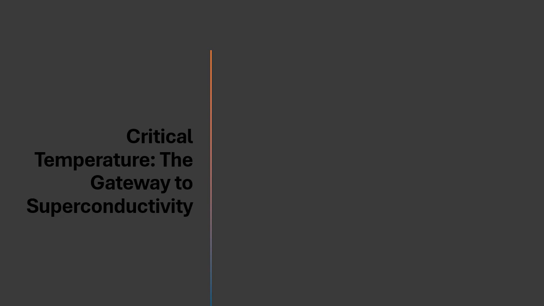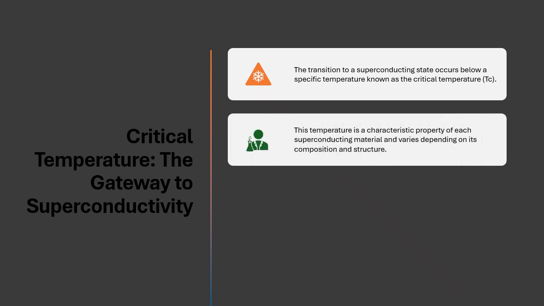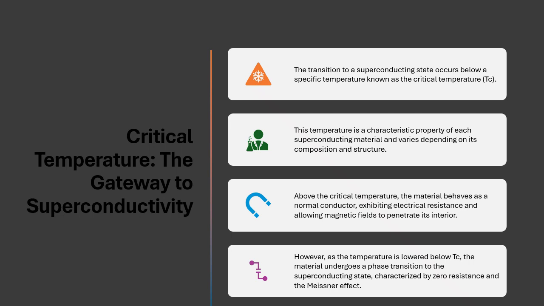Critical temperature, the gateway to superconductivity. The transition to a superconducting state occurs below a specific temperature known as the critical temperature, Tc. This temperature is a characteristic property of each superconducting material and varies depending on its composition and structure. Above the critical temperature, the material behaves as a normal conductor, exhibiting electrical resistance and allowing magnetic fields to penetrate its interior. However, as the temperature is lowered below Tc, the material undergoes a phase transition to the superconducting state, characterized by zero resistance and the Meissner effect.